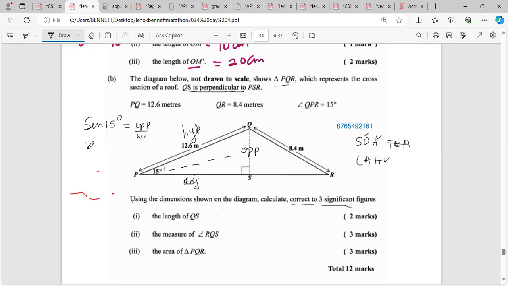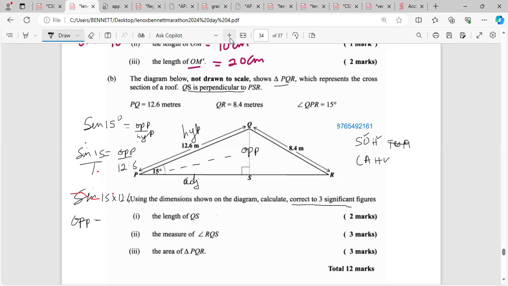So it will be sin 15 equals, we don't know the opposite side, so we'll just call it opposite, or QS, over the hypotenuse, which is 12.6. And then we multiply. So it will be sin 15 times the 12.6. Somebody can punch it out on the calculator for me, please. So this is how the opposite side equals sin 15 times 12.6, and then we get the length for this.